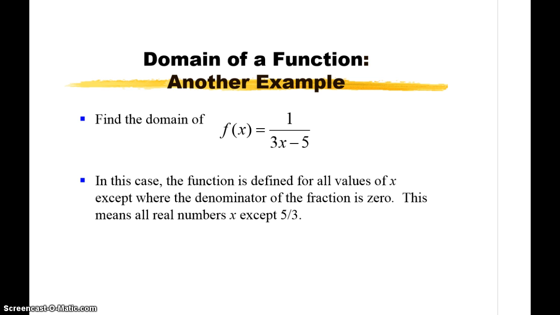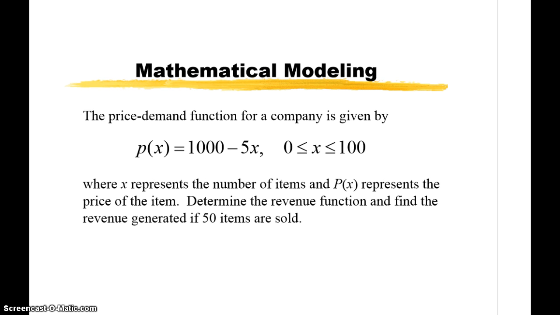Well, notice in this case, the function is defined for all values of x, except where the denominator of the fraction is 0. Right? We can't have a 0 denominator here. Well, this means all real numbers are okay except 5/3. Because if I plug in 5/3 for x, then I'm actually going to end up with 5 minus 5 or 0 in the denominator. And I can't have anything divided by 0. That's not defined in math. So that's why my domain is all real numbers x except 5/3.